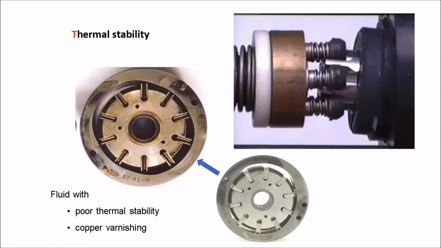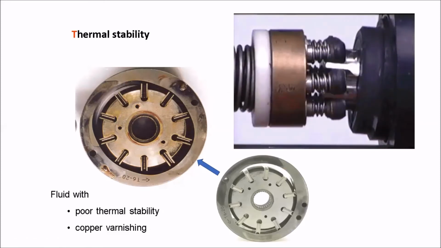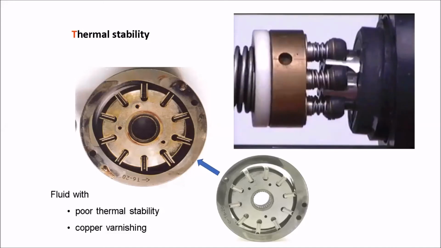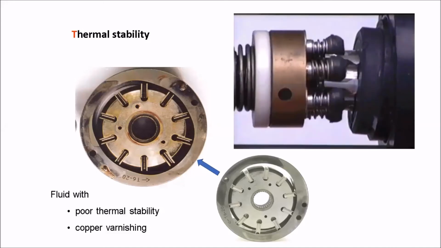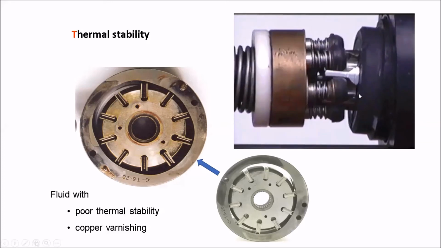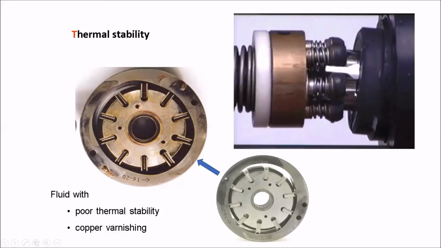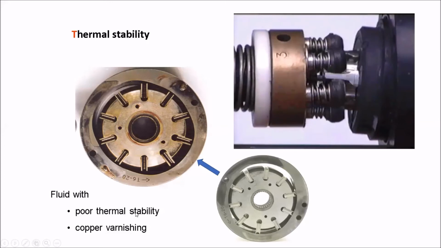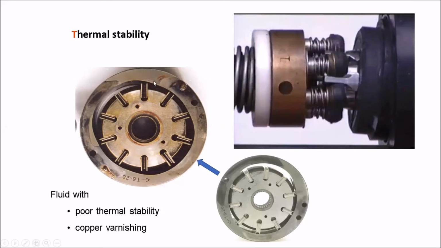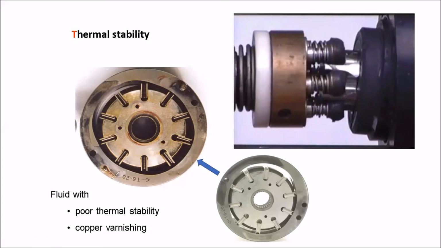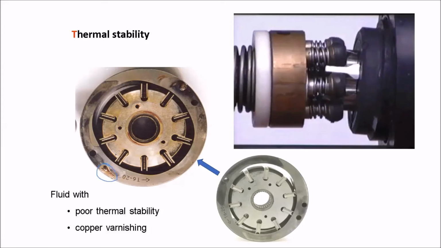Next part. This is another example. This is a pump, a swash plate pump. Let's say, for example, in this swash plate pump we are using fluid with poor thermal stability. This is what happens: you are going to have copper varnishing, and then wear and tear here. The surface here is oil varnishing, and this is copper varnishing.